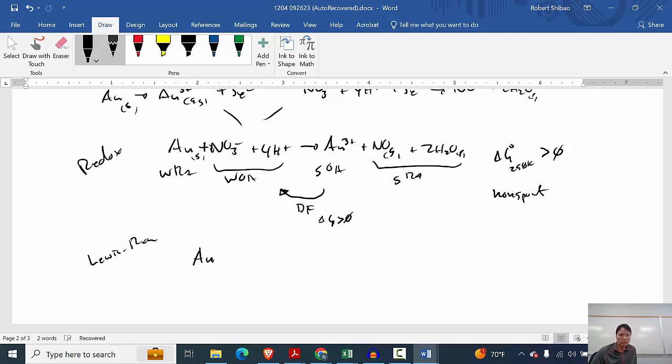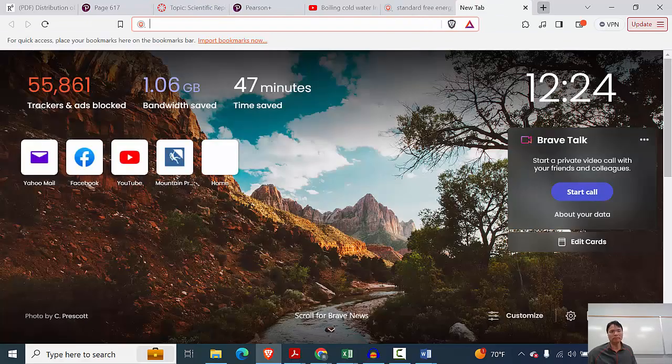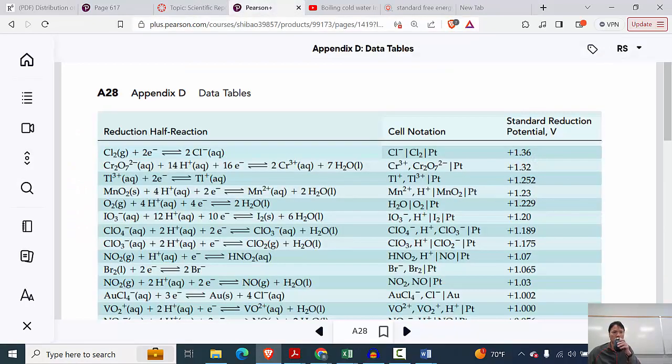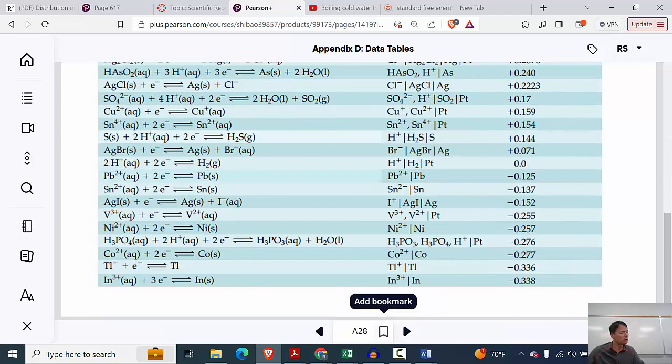And that is, if we can take the gold 3 and complex it with a Lewis base ligand. So what would be favorable? Is gold 3 going to be octahedral, coordination number 6? Is it going to be tetrahedral or square planar, coordination number 4? Or is it going to be linear, coordination number 2? In cases like that, you don't necessarily know. This is something we learn from observation.